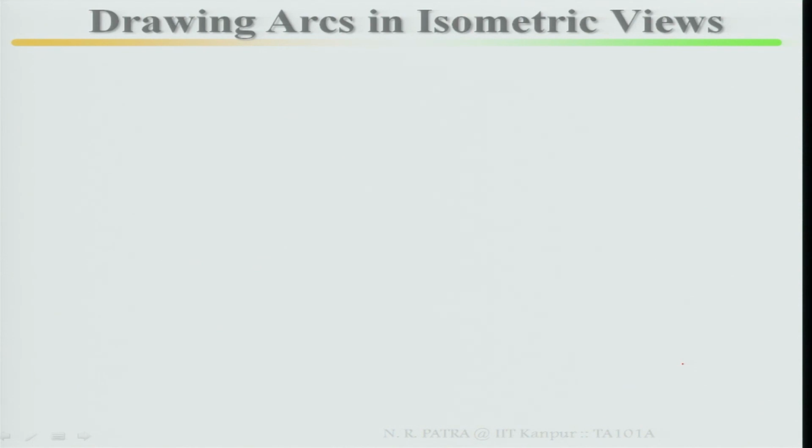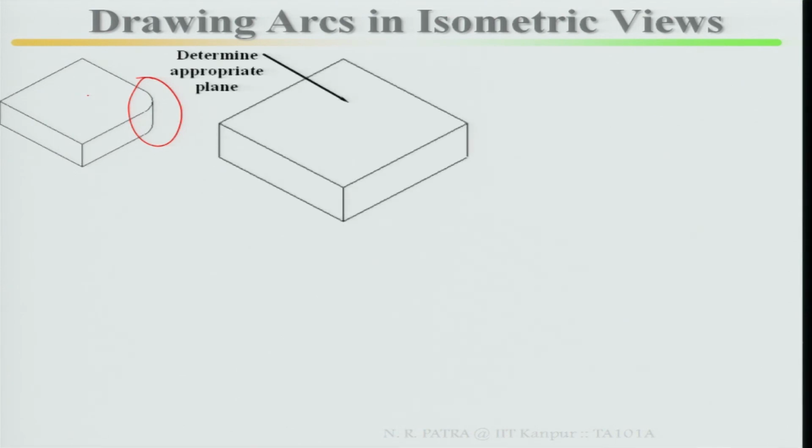Drawing arcs in isometric views. How do these isometric views look at the object? This is your object, isometric view. One of the edges there is an arc. This is the edge where there is an arc. How are you going to do it? Draw your regular isometric box. This is your regular isometric box.